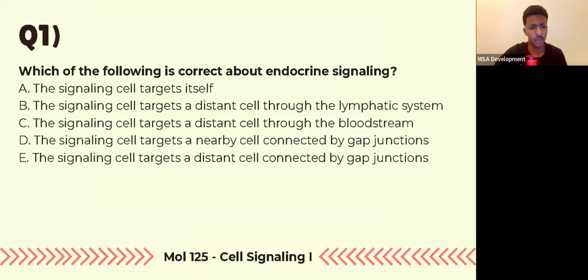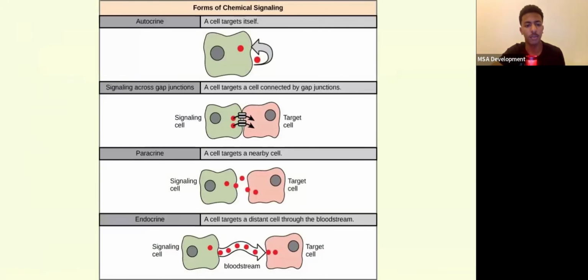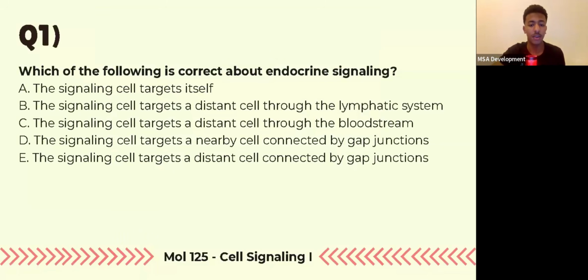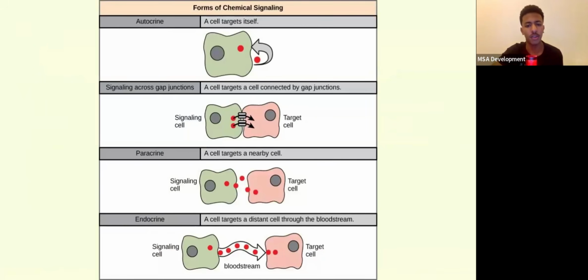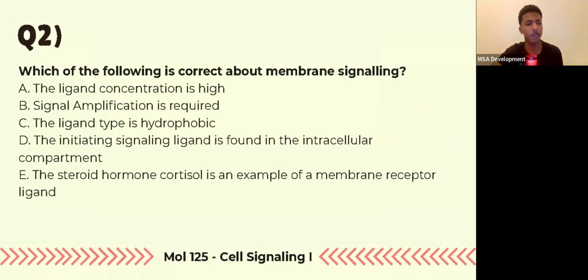Which of the following is correct about endocrine signaling? A, the signaling cell targets itself. We said this is autocrine signaling, not endocrine. B, the signaling cell targets a distant cell through the lymphatic system. We did not mention anything about lymphatic system, so it's not correct. C, the signaling cell targets a distant cell through the bloodstream. This is the correct option. And D, the signaling cell targets a nearby cell connected by gap junctions. This is not correct. This is signaling across gap junctions. And E, the signaling cell targets a distant cell connected by gap junctions, which does not make any sense. This is how the entire cell signaling part is going to be. Very simple and very nice.